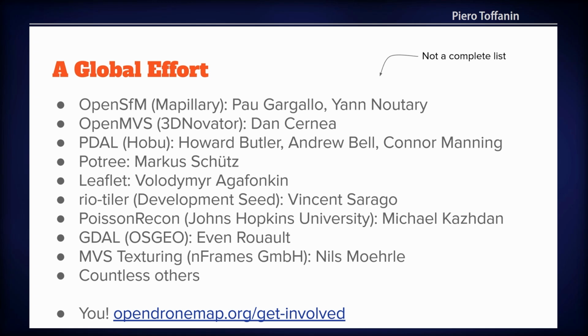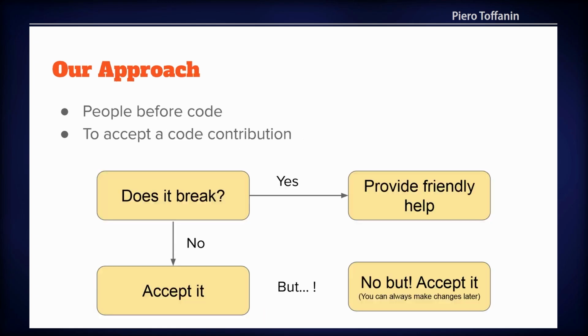And as I started making this list, I ran out of space. And I'm sorry if we're using one of your packages and your name is not here. This is mostly a list that came from memory, but it involves many people that have contributed many modules that have ended up in OpenDroneMap. So it's really a global effort.